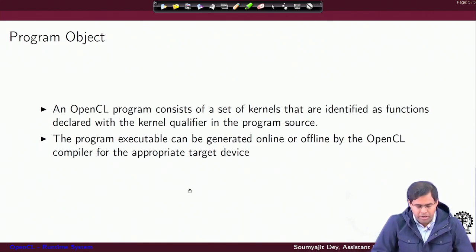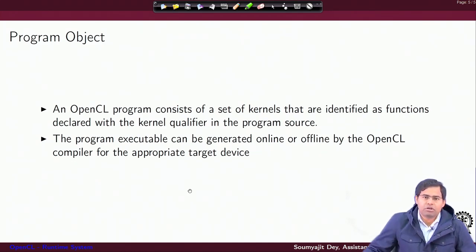Now, this idea of creating the program object, we are saying that it can be generated either online or offline by the OpenCL compiler for a suitable device. In this case, we will just show vanilla host code, where the kernel would be the code from the kernel source code. Creation of the program executable will be done online during the execution of the host program.